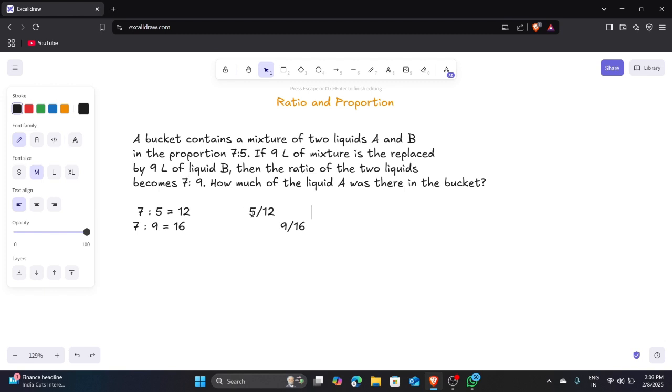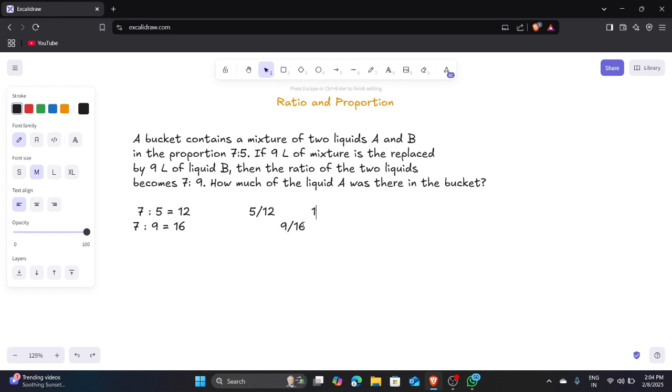So now 5 by 12 is the concentration of liquid B, but here the concentration is 1. 1 is nothing but the fraction value, the concentration as a fraction. When you take the fraction value of pure liquid, you take it as 1, because 9 liters of liquid B is pure when you replace it. So initially it is this, then replacing it with this, and the new mixture that has come has B concentration 9 by 16. In the first condition it is not pure, in the second condition it is not pure.